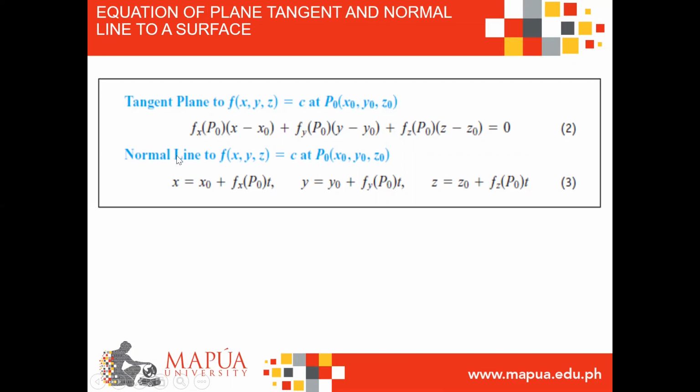For the equation of the normal line to the surface, we have here the parametric equation given as x equals x sub 0 plus the partial derivative of the given function f with respect to x evaluated at p sub 0 times t, then y equals y sub 0 plus the partial derivative of the given function with respect to y evaluated at p sub 0 times t, then z equals z sub 0 plus the partial derivative of the given function with respect to z evaluated at the given point p sub 0 times t. Let us work on some examples.